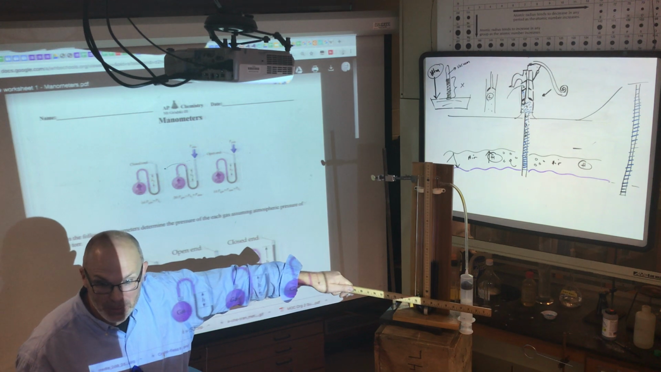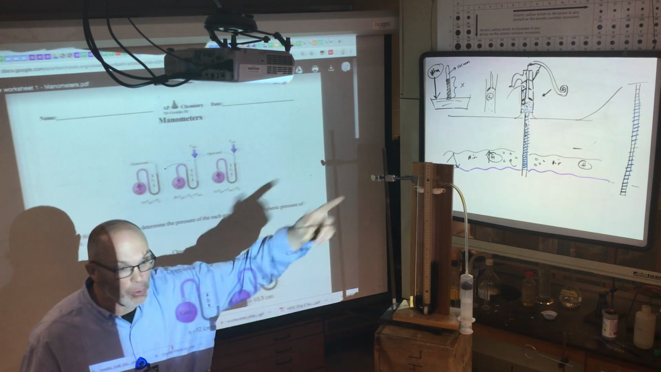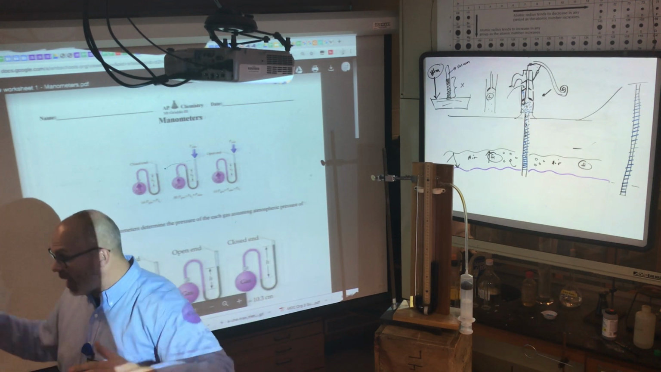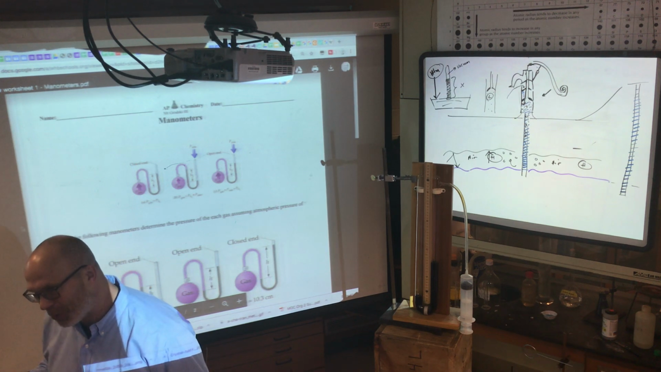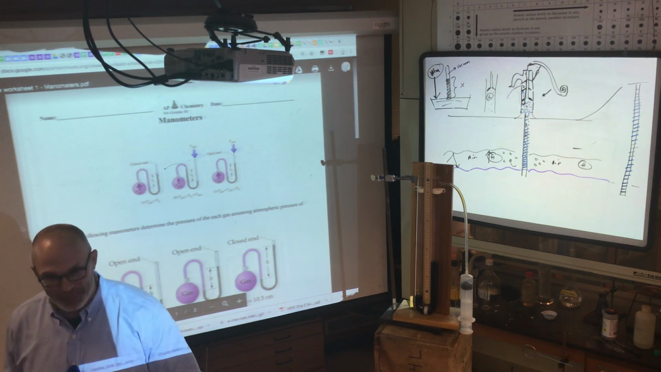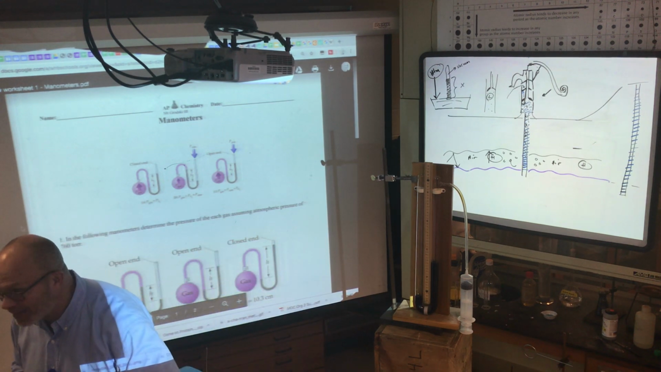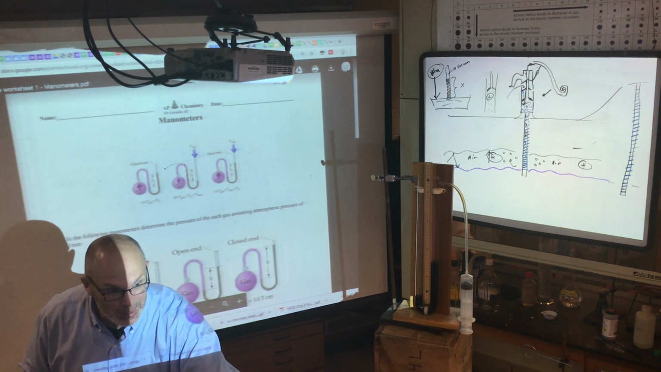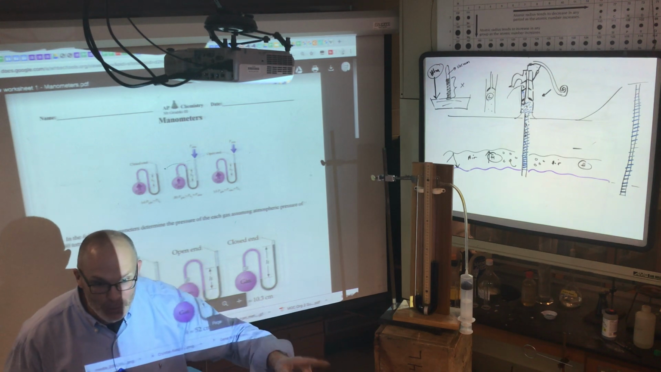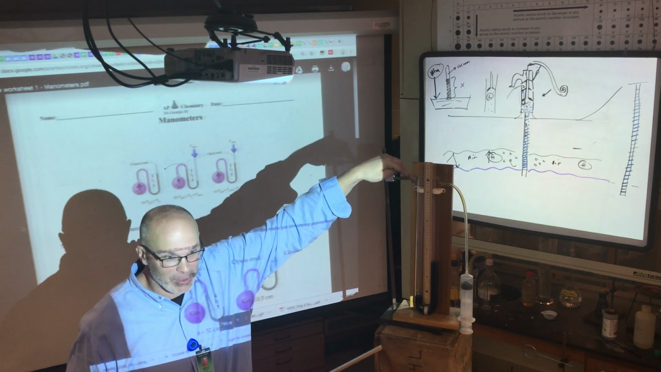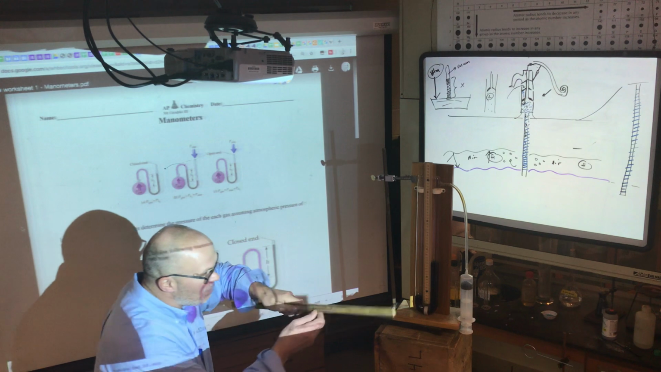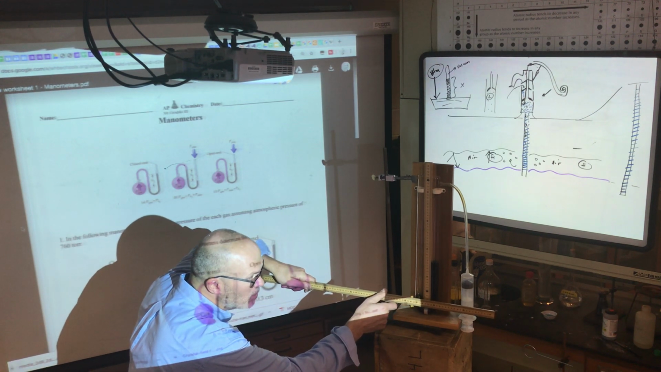140 millimeters of mercury. Let's say I know the atmospheric pressure is 800 torr, which is millimeters of mercury. What's the pressure in here? 800 minus 140. It's 140 less. I'm using the known pressure here and the quantitative value of how much.